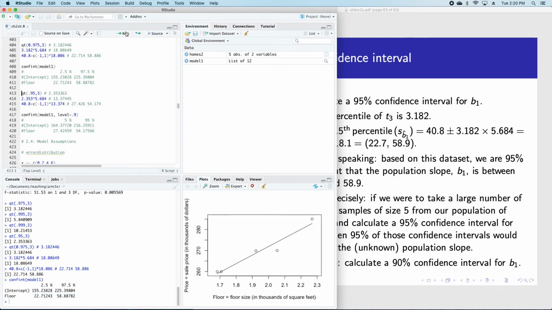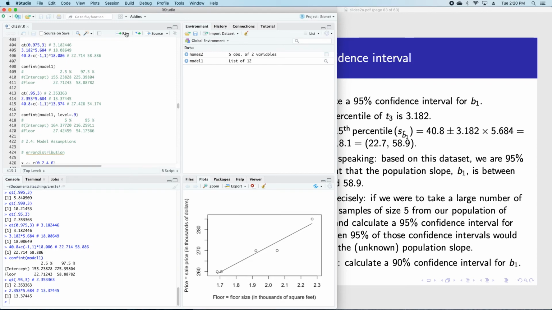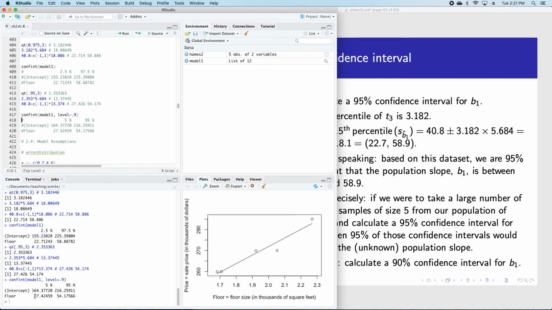Here's the calculations for the 90% confidence interval. There's the percentile. There's the value of the number if we multiply that percentile times the standard error. And then if we do 40.8 plus or minus that number, we get 27.4 up to 54.2. And then if we run that confint function with argument level equal 0.9, we get the 90% confidence interval right there, 27.4 up to 54.2.